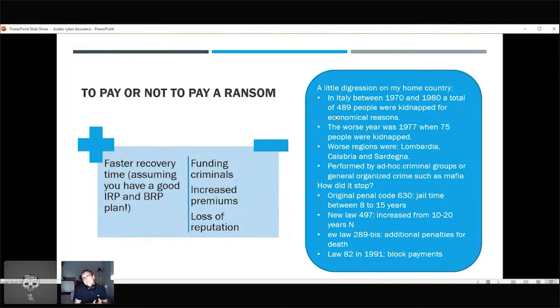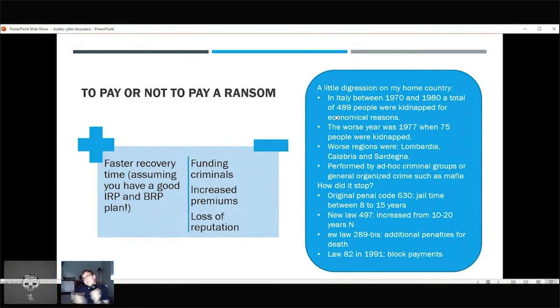There was an interesting story from my own country, Italy, between the 70s and 80s, where people were being kidnapped for economic reasons. They would kidnap people and ask for a ransom. The worst year was 1977, when there were 70 people. They were in three key regions where these criminals were performing these activities. And they were not just mafia, right? You would think it's probably the usual mafia doing that, but they were groups formed specifically for this kind of activity.